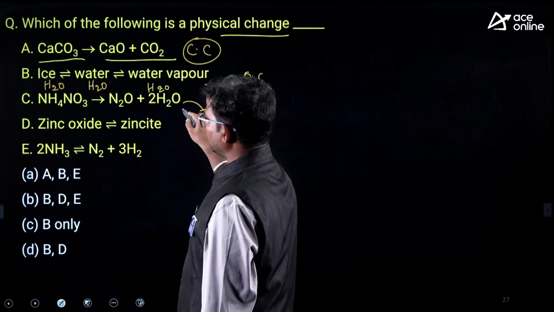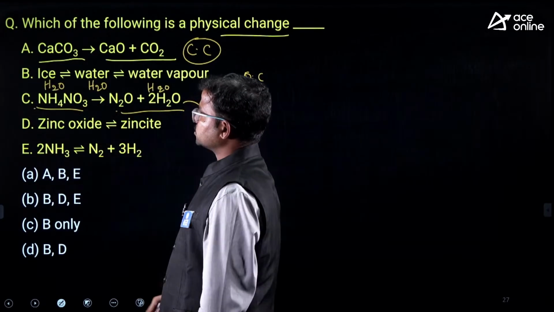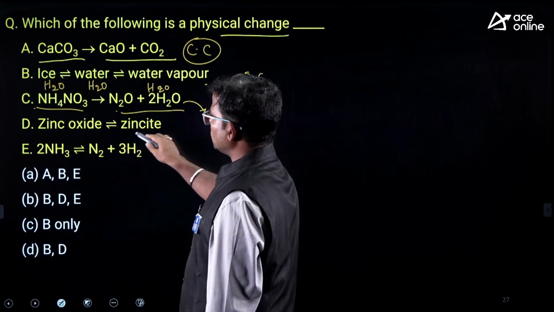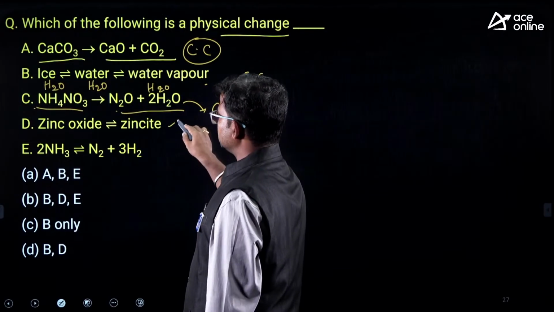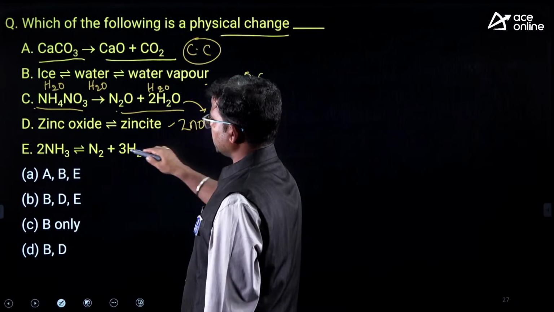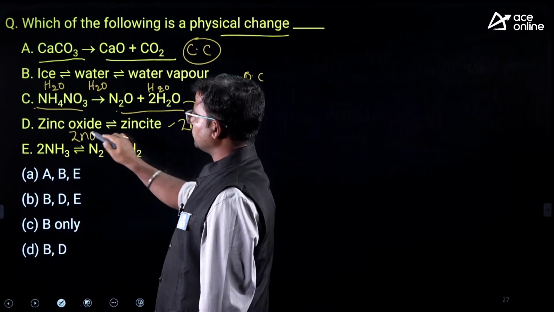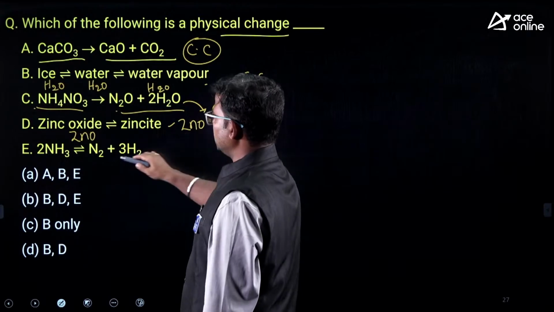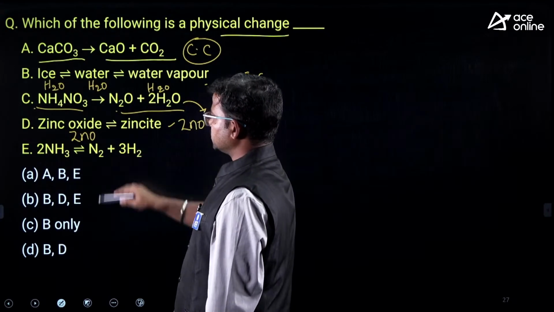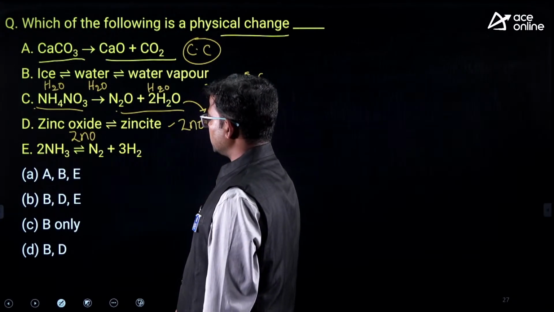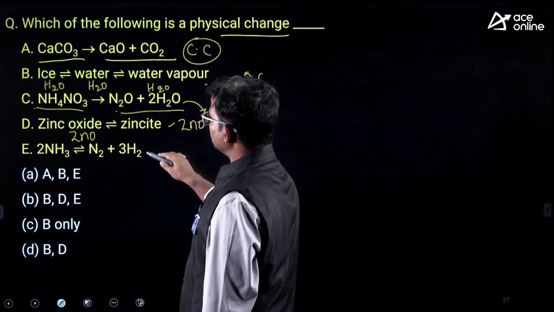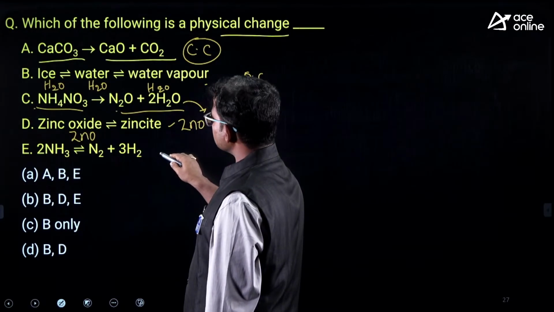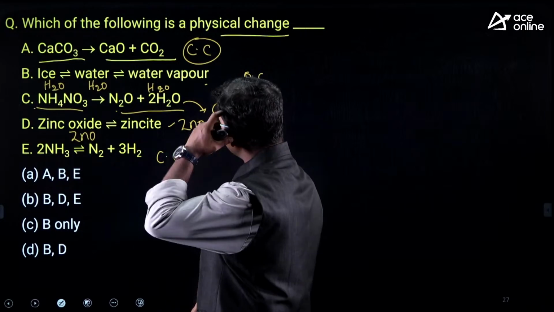Next, ammonium nitrate. Left side and right side products are not the same. That's why this is a chemical change. Next, zinc oxide, and here it is zincite. Zincite means nothing but zinc oxide. So here also zinc oxide. Formula is the same. That's why it is considered physical. Next, left side and right side components are completely different, so here it is treated as a chemical change.